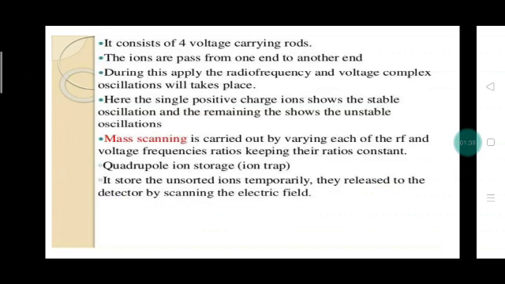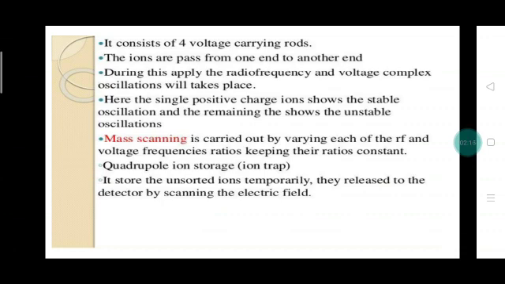The quadrupole mass analyzer consists of four voltage carrying rods. The ions are passed from one end to the other end. During this, radio frequency and voltage are applied and complex oscillation takes place. Here the single positive charge ion shows stable oscillation and the remaining show unstable oscillation. Mass scanning is carried out by varying the RF and voltage, keeping their ratio constant.